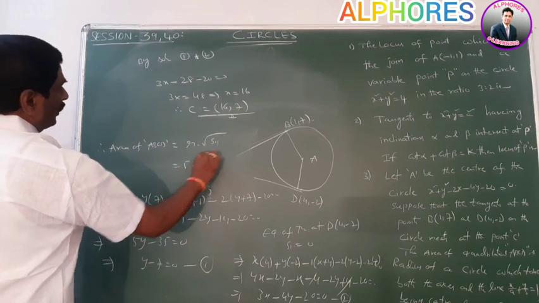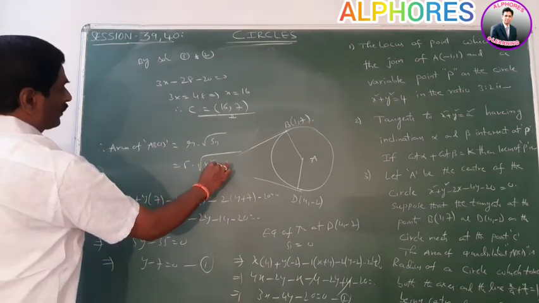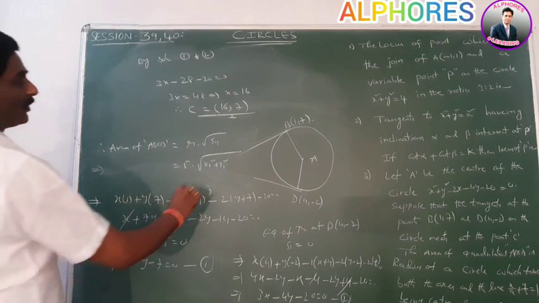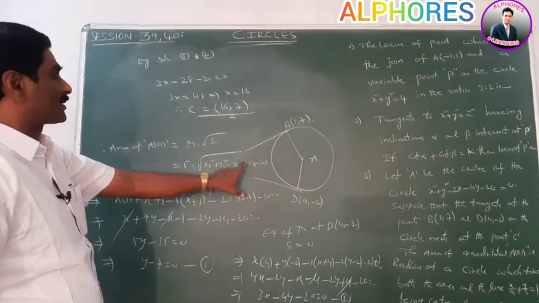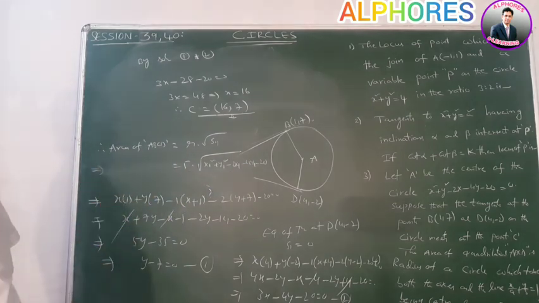r is nothing but 5. Root s11 means x1 square plus y1 square minus 2x1 minus 4y1 minus 20. x1, y1 is equal to 16 comma 7. Substitute this point in this equation, we get the area.